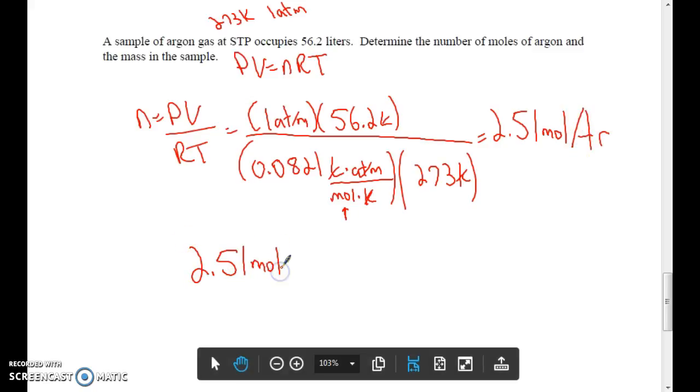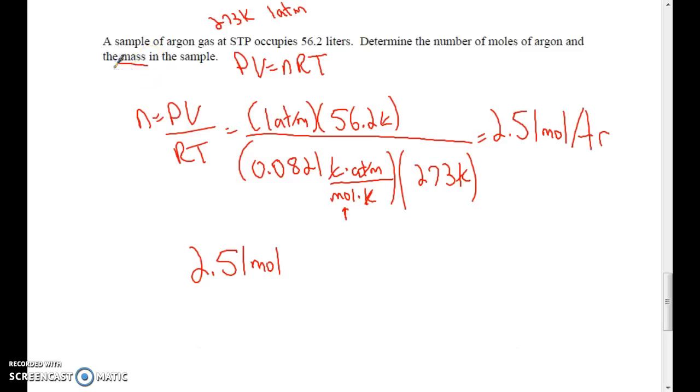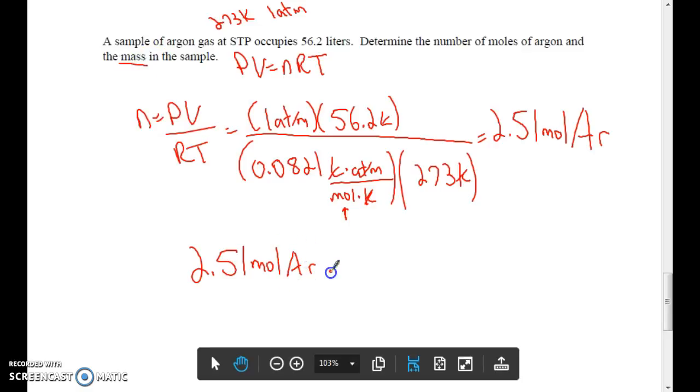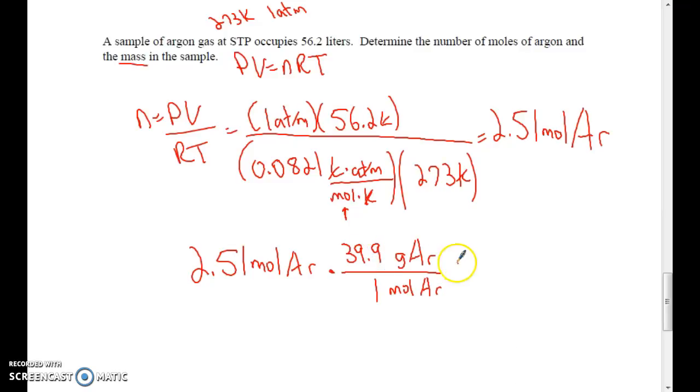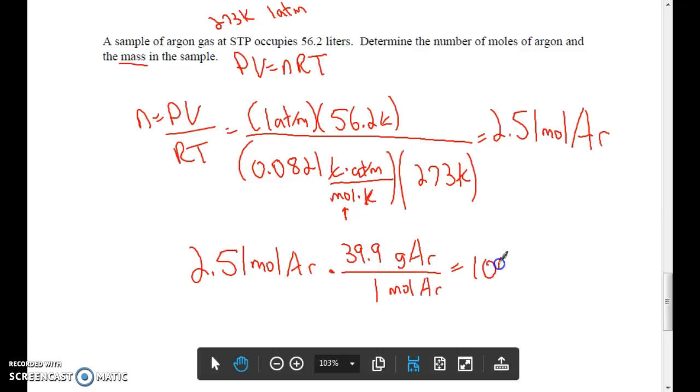Now, what the problem is asking us for, though, is moles and mass. So what we can do is take that 2.51 moles of argon and multiply it by the molar mass. Since you start off with moles, moles goes on the bottom, mass goes up top. You get 1 mole is 39.9 grams. You get that number off the periodic table. And you get 100 grams of argon as the answer.